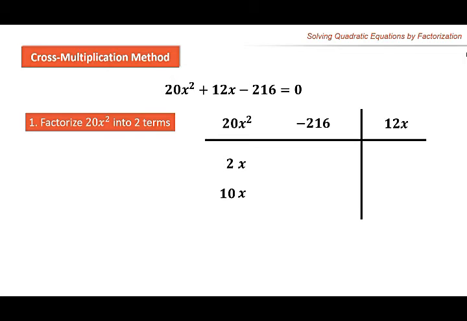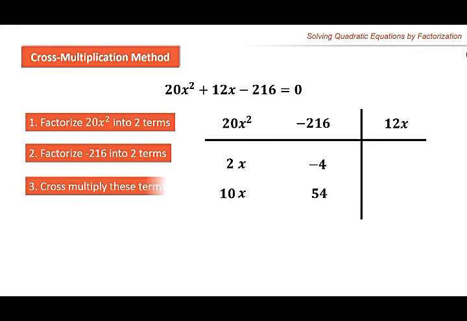Verify that whatever you put here must multiply to give 20x squared. In step 2, we do the same thing to negative 216, meaning to factorize negative 216 into two terms and then to put the factors into the two rows. Let us try negative 4 and 54, since these numbers multiply to give negative 216.